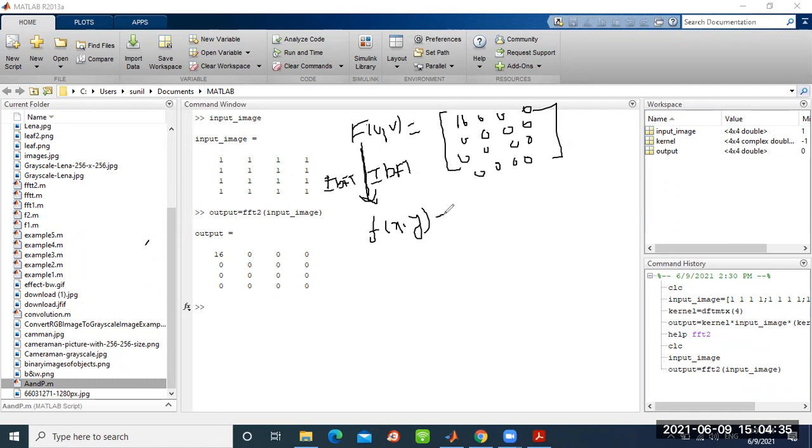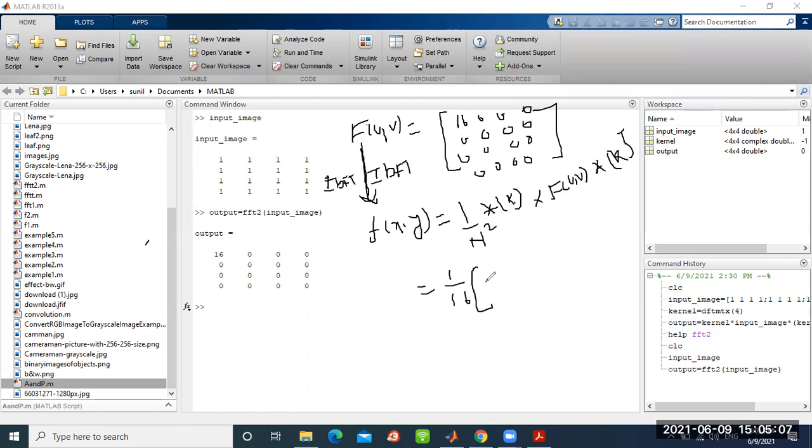So what is the formula here? The formula will be the same but with a slight difference. It will be 1 by n square, multiplied by your kernel, into your f of uv image, multiplied by the kernel transpose. Now if you apply this formula, what is the n? N is 16, so 1 by 16.